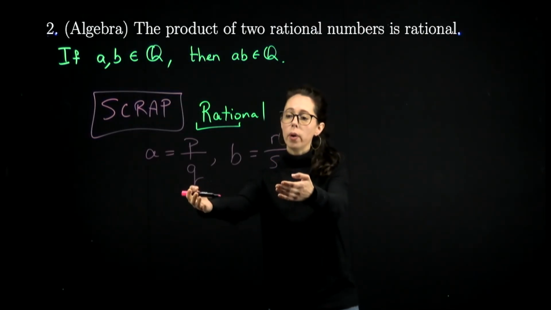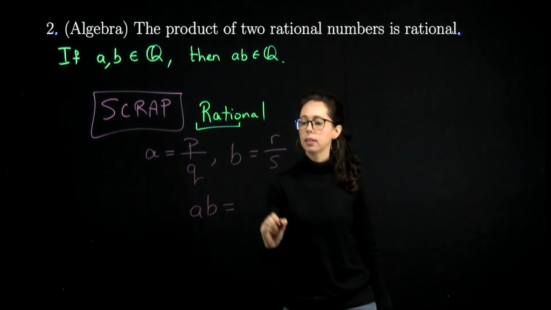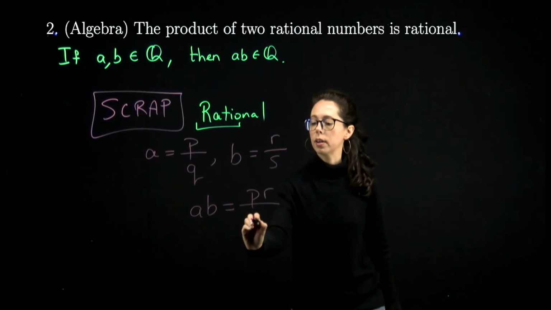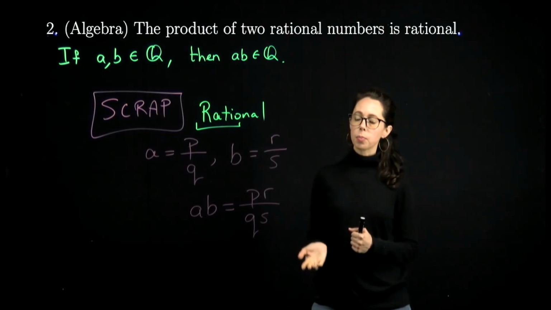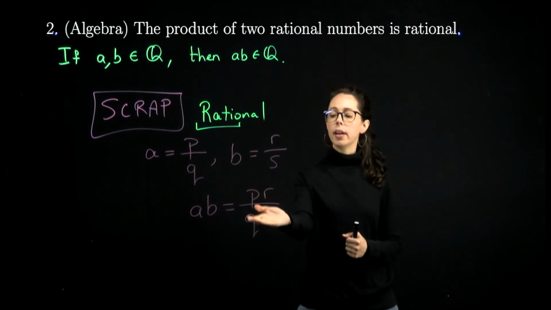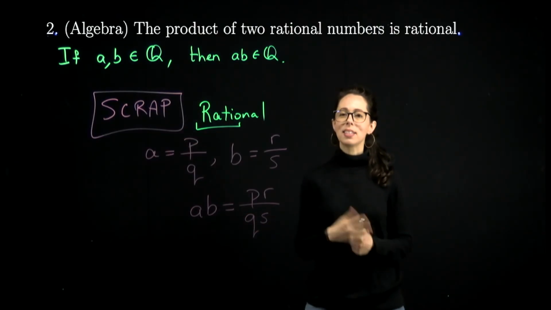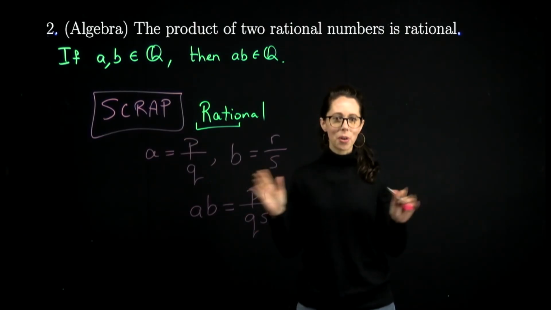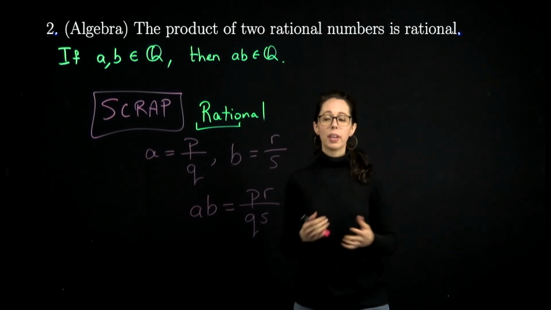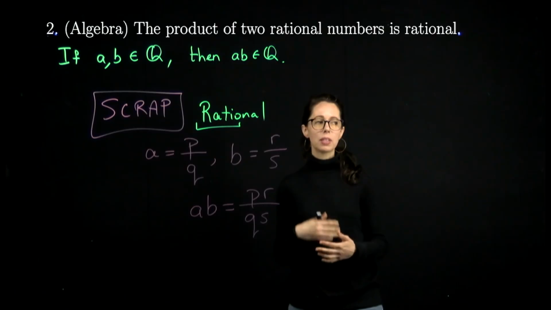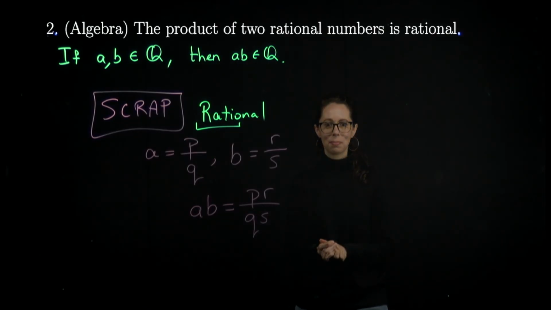Given that I now have forms for A and B, we can compute their product, PR over QS. Integers are closed under multiplication, so the numerator is an integer, the denominator is an integer, and then since neither Q nor S is 0, their product is non-zero. So I think we're good to go. You can, if you'd like, pause and write out the proof. It should only be a few lines, and it should be sort of similar to the one that we just worked through. I will come back in a minute and do it as well.